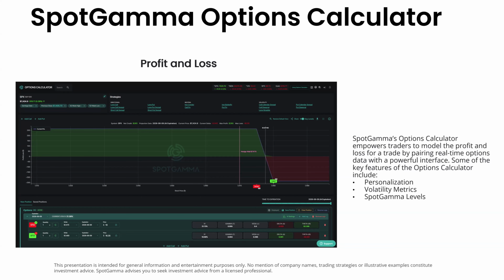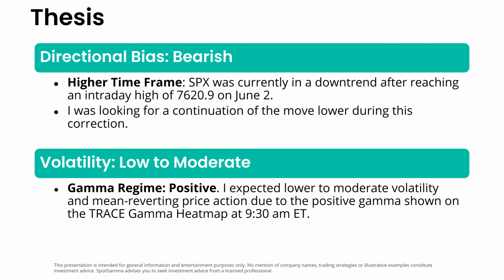Let's move on to the case study. Here's my thesis for this trade. My directional bias was bearish. SPX was currently on a downtrend after reaching an intraday high of 7620.9 on June 2nd. I was looking for a continuation of the move lower during this correction.